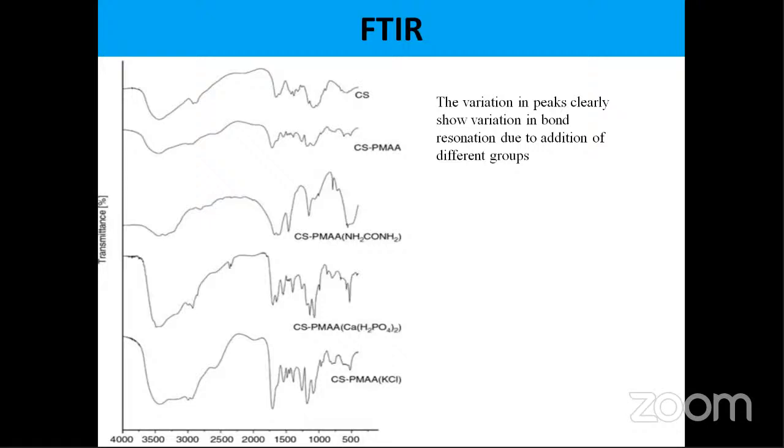When we add different groups, different chemicals into the chitosan, firstly we added PMA, means polymethyl acrylic acid. The graph changed, means addition of polymethyl acrylic acid was there. Then addition of urea here, then addition of phosphorus, and then addition of KCl.